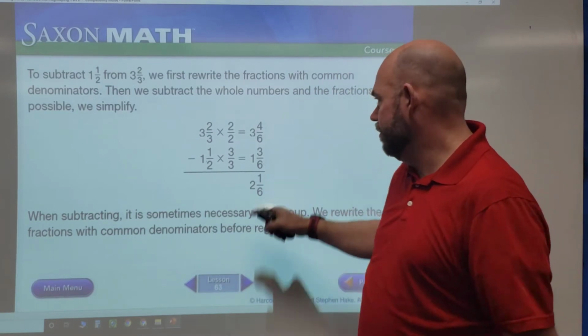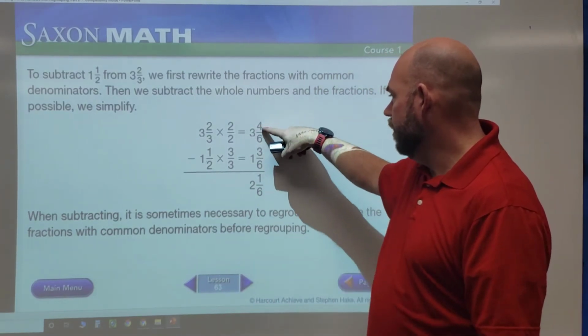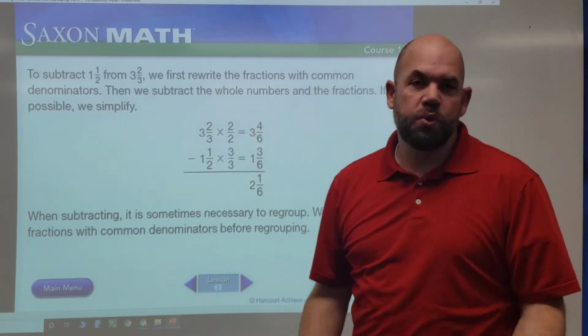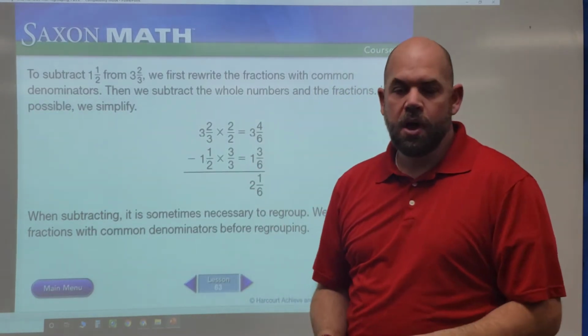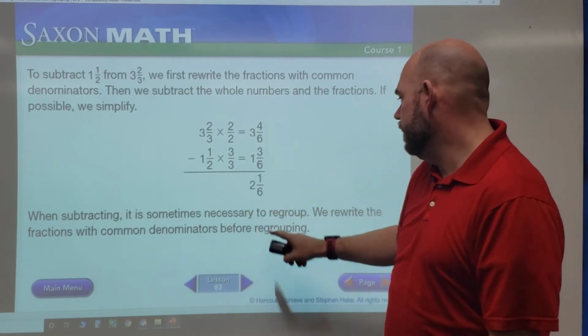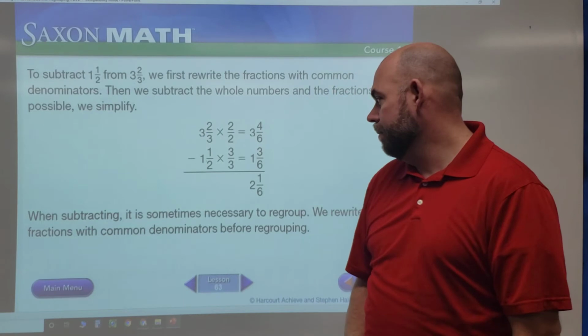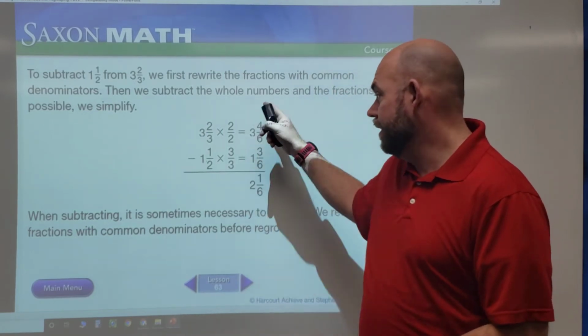Then it's simply subtracting. 4/6 minus 3/6. 3 comes from 4, and we get 1/6 left. 3 minus 1 is 2. 2 and 1/6 is pretty easy. We've done this before. So when subtracting, we might need to regroup. We rewrite the fractions with the common denominators before regrouping. That's what we just did.